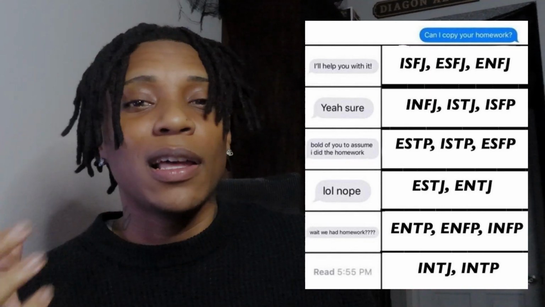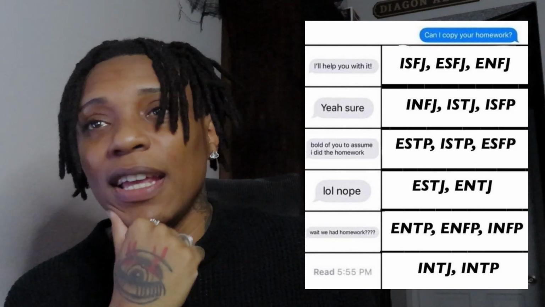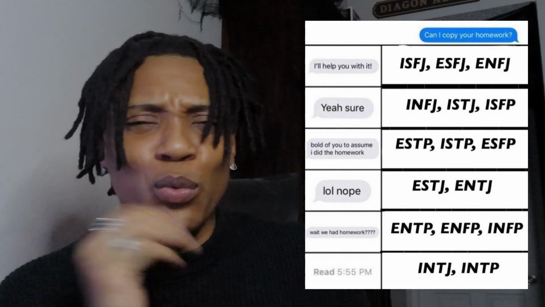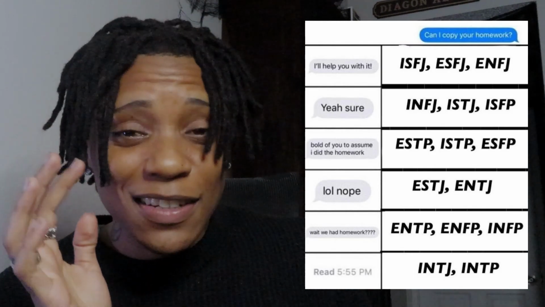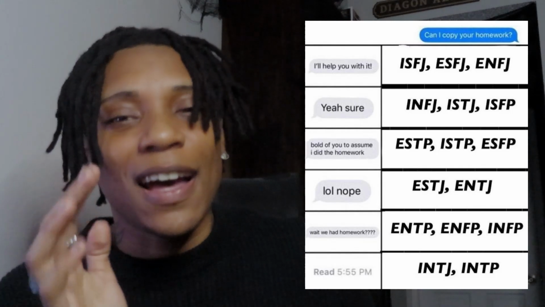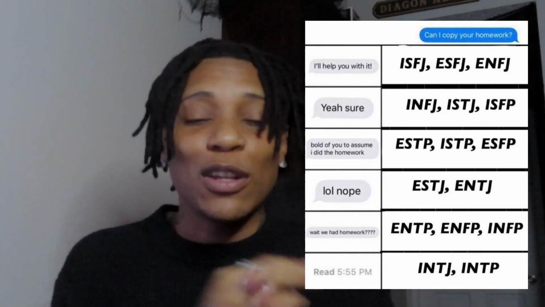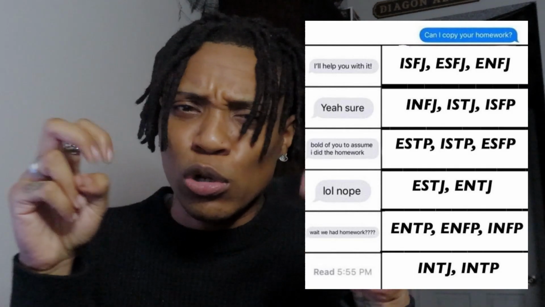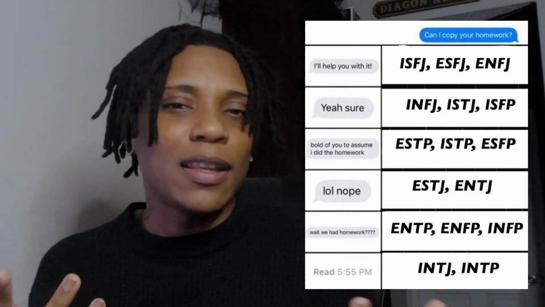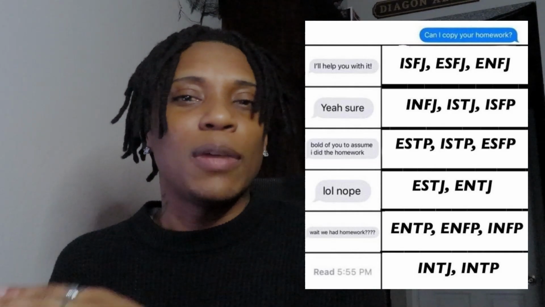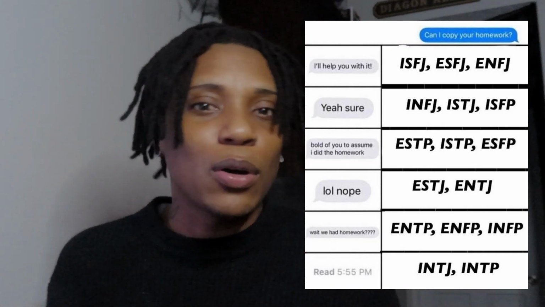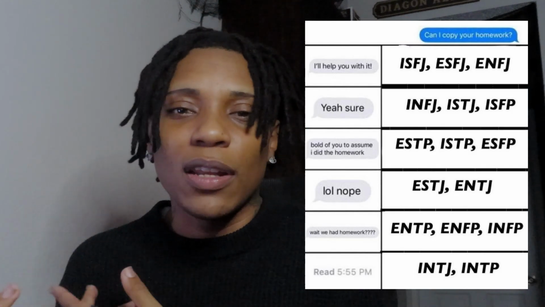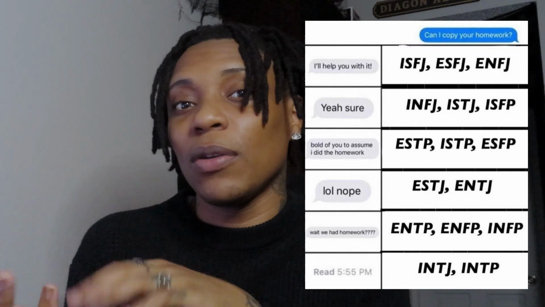That's tough. The "LOL nope" portion is the ESTJ and ENTJ. After that is, "wait, we had homework?" ENTP, ENFP, and INFP. Now look, I know this is not all 100% accurate because there are enneagrams, your moons, your suns, and that type of stuff, which makes you different than like the typical ENTJ. You might be an ENTJ 4W3 or 5W6 and whatnot. So your answers may vary.